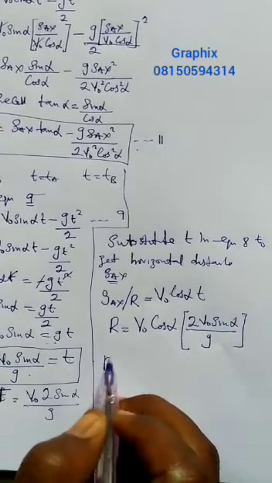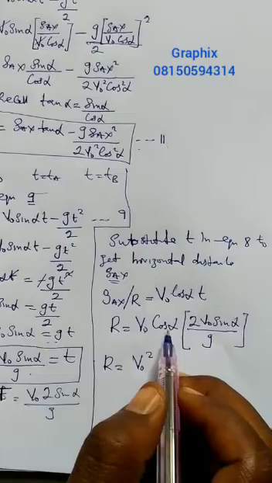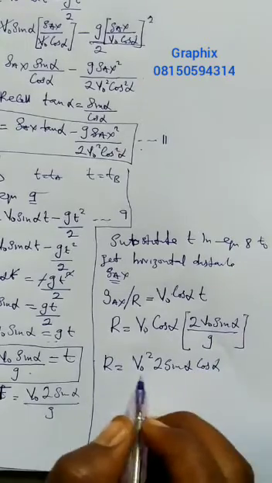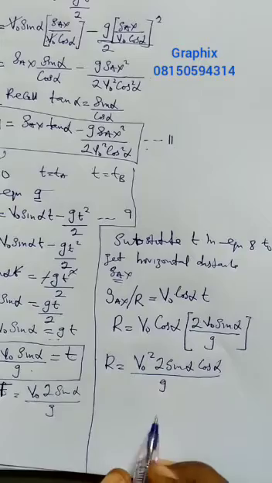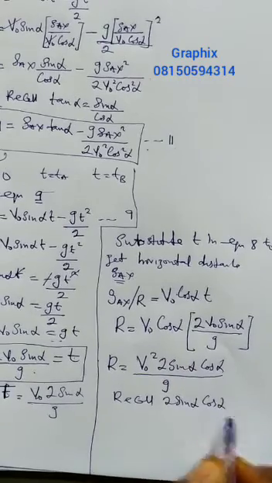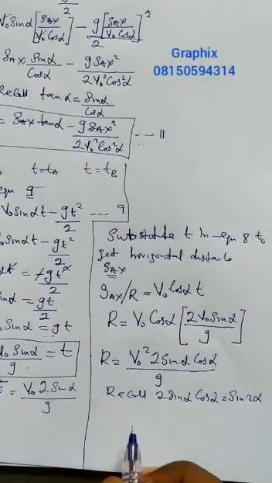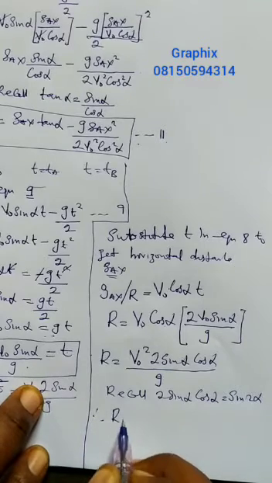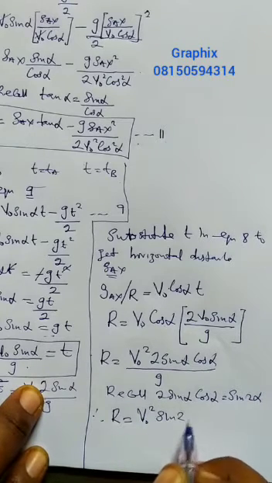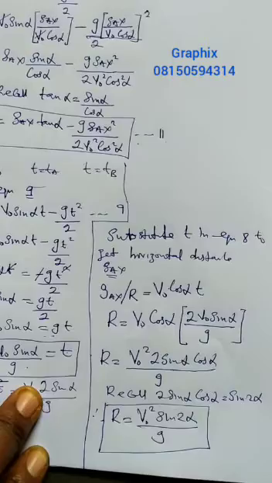So my range will now give me V naught times V naught, which gives V naught square, and cos alpha times 2 sine alpha, everything all over g. But recall 2 sine alpha cos alpha equals sine 2 alpha. That is a trig relationship here. So we'll now say therefore my range will give me V naught square sine 2 alpha all over g. So this is my horizontal range. Thank you.